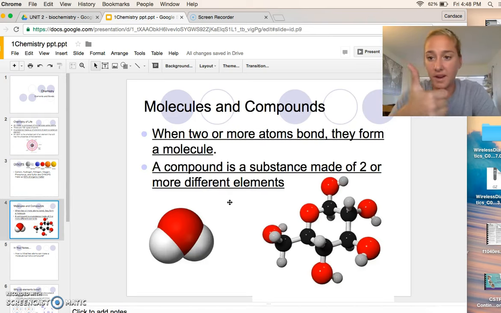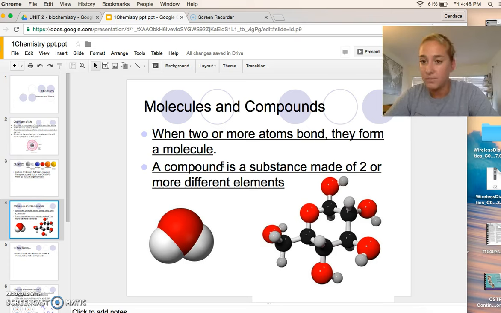So we talked about atoms, we talked about elements, we talked about the elements most common in living things. Our next thing is molecules and compounds. Anytime 2 or more atoms bond together, they form a molecule. A little differently, a compound is a substance made of 2 or more different elements or different types of atoms.